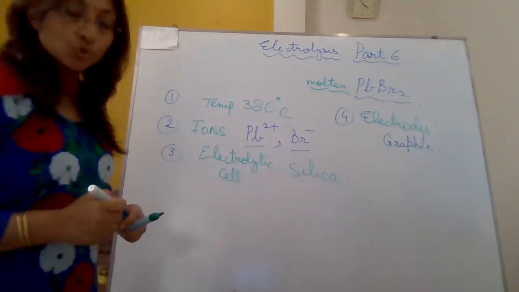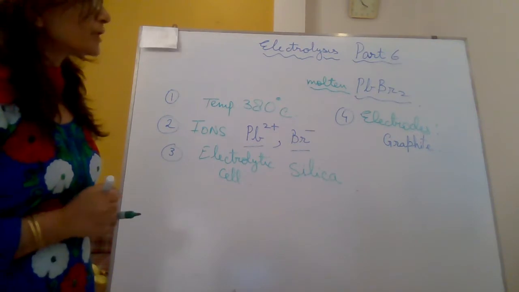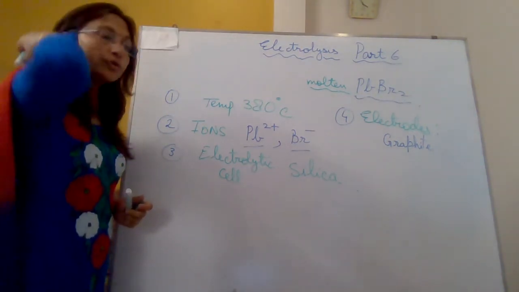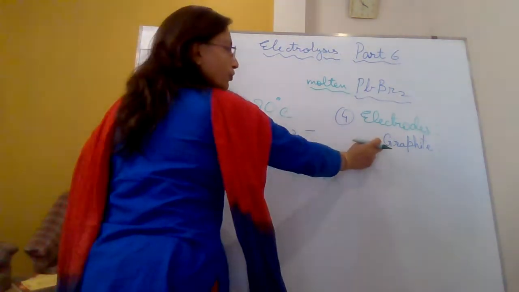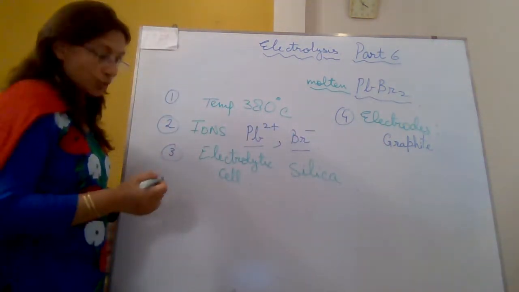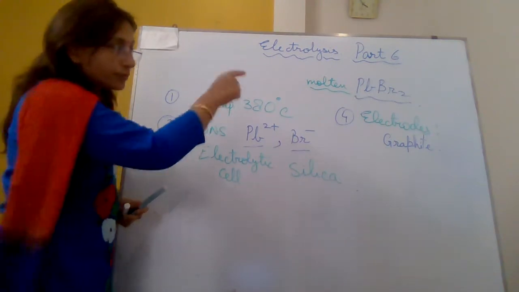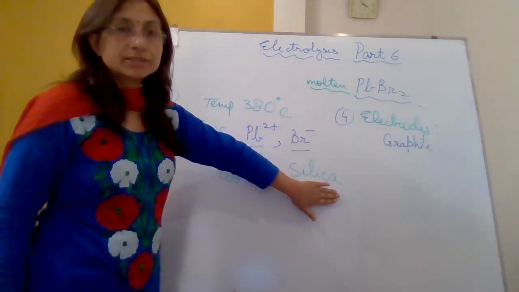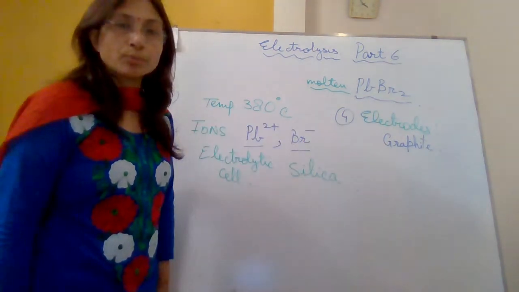The electrode we will choose is going to be of graphite. Why are we choosing graphite? Because of two reasons. Number one, first of all, it is a passive electrode, and the second reason we will be discussing later while we will see the reactions occurring in this electrolytic process.